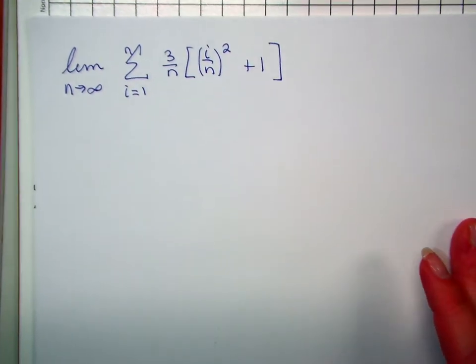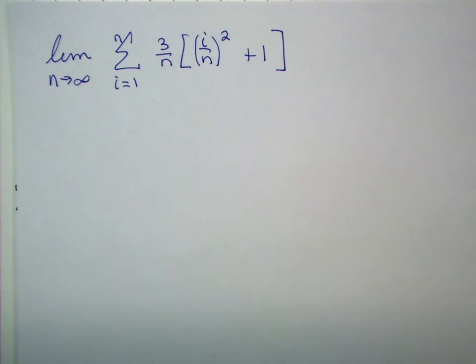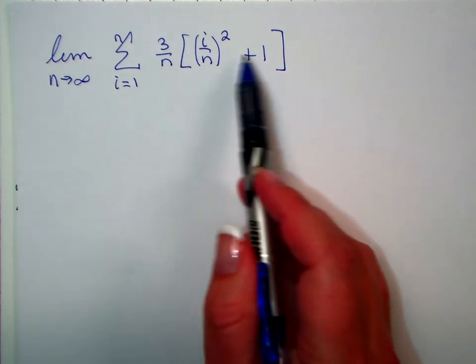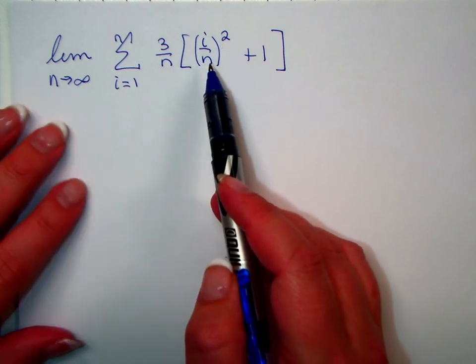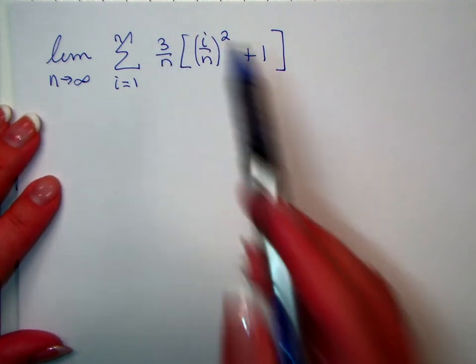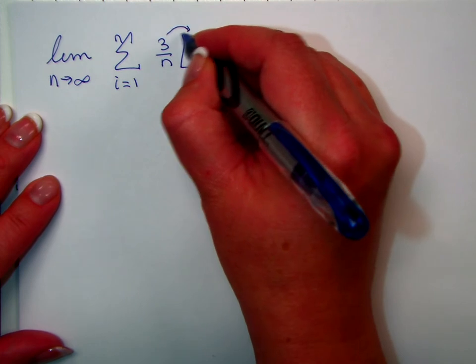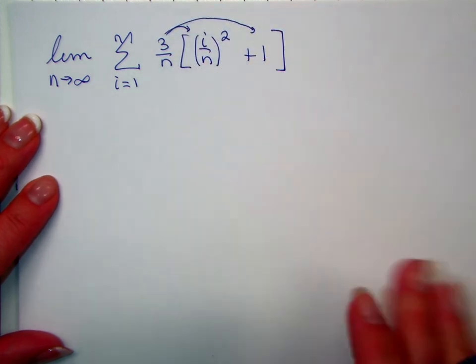All right, so you're going to tackle the sum first, okay, and then worry about the limit last. What I'd like to do is go ahead and multiply this out. So i over n squared is just i squared over n squared. I'm going to distribute the 3 over n to both of these.